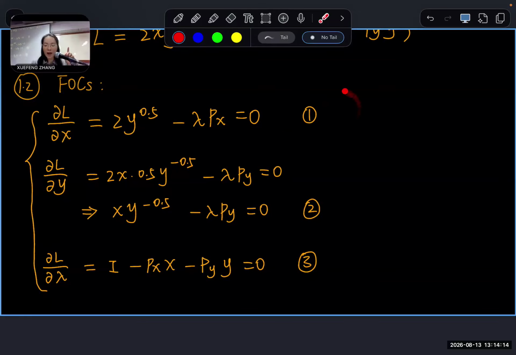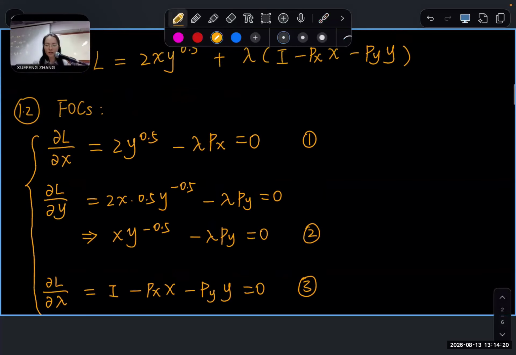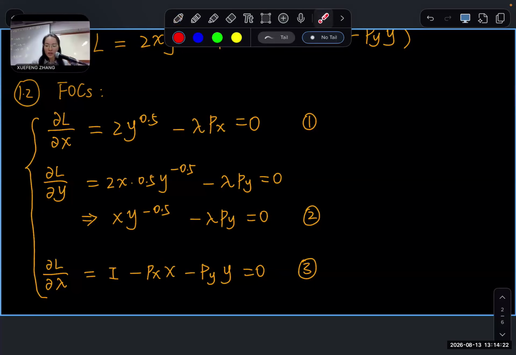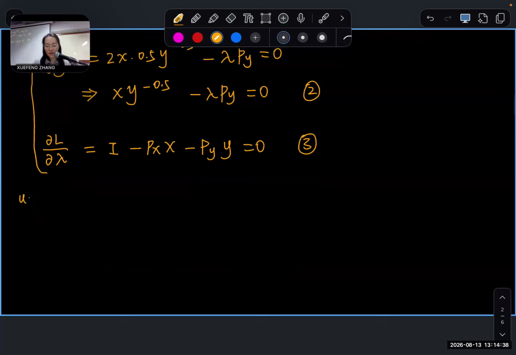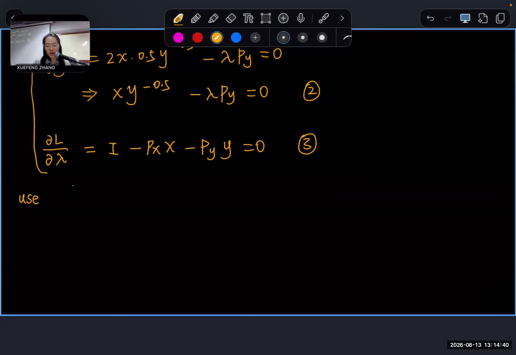Remember, here we have 3 equations. Equation 1, equation 2, equation 3. How do we solve it? So, first one, look at equation 1 and 2. You just use equation 1 over equation 2, okay? How do we solve this system of equations? Use equation 1 over equation 2.